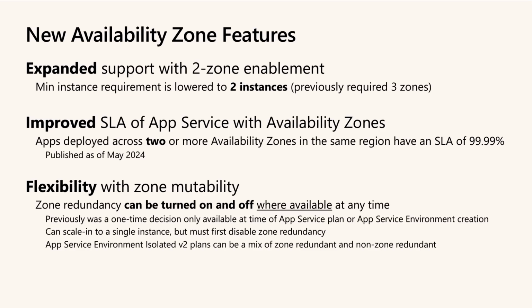Recent updates introduce support for 2-zone availability, reducing the minimum instances from 3 to 2, cutting costs by roughly 33%. Apps deployed across 2 or 3 zones now enjoy a 99.99% SLA. Importantly, you can toggle zone redundancy on or off during your app's lifecycle, allowing cost savings during low demand and quick resilience ramp up as needed. This flexibility opens new possibilities for balancing resiliency and cost management.